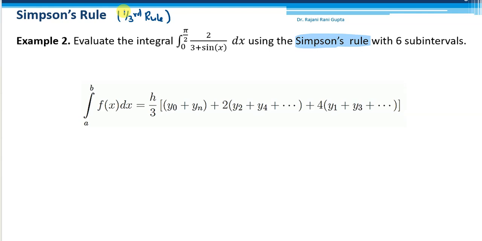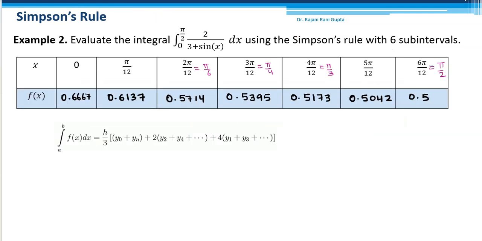Then what do you have? y0 plus yn. yn will be y6 because you have 6 intervals. Then 2 times y2, y4. So what do you think the next point will be? It continues: y6, y8. So all these are even points. Whereas 4 times the odd points: y1, y3, next will be y5, y7 if that exists in the table. So it's odd.